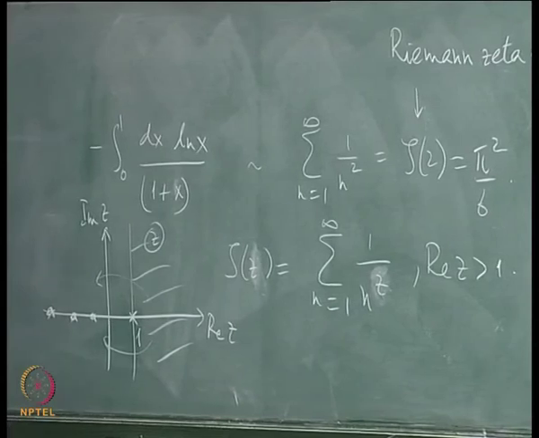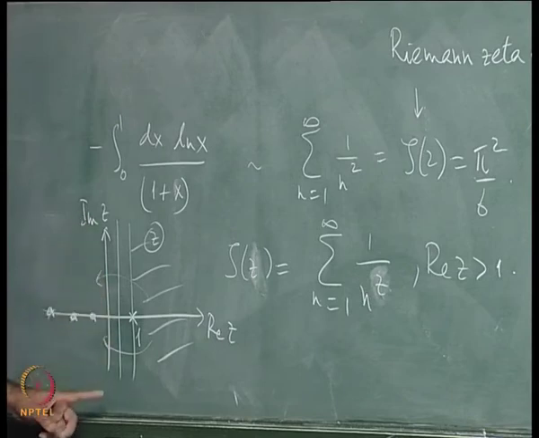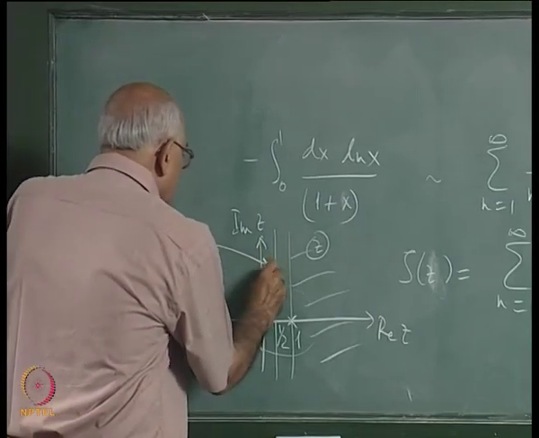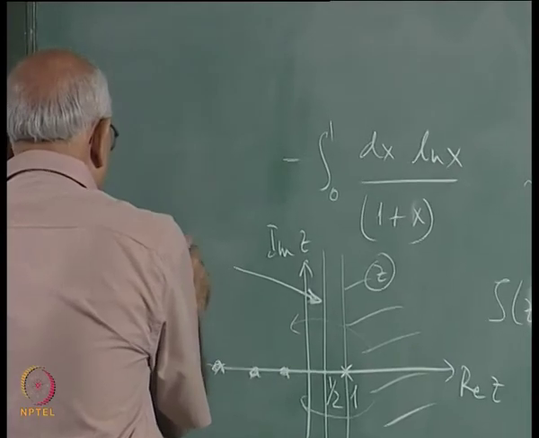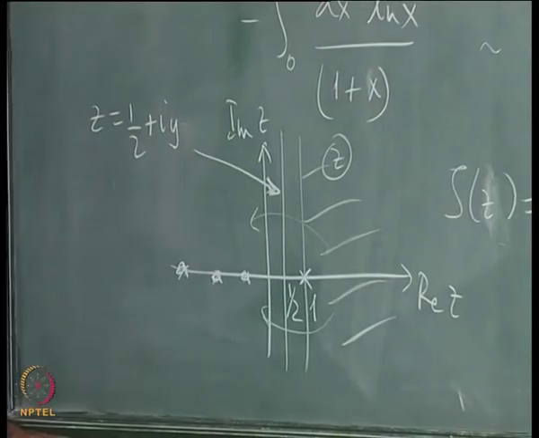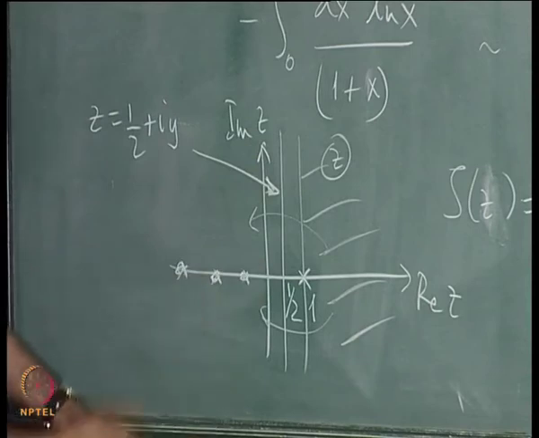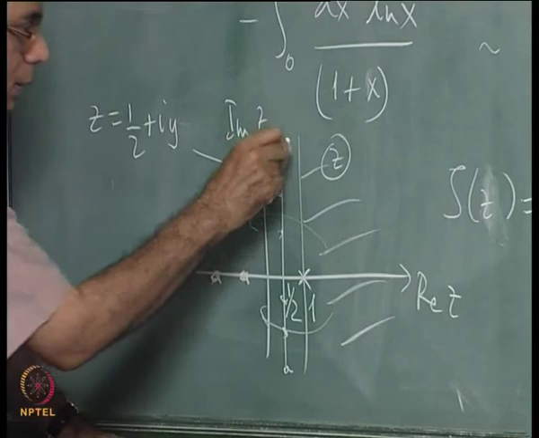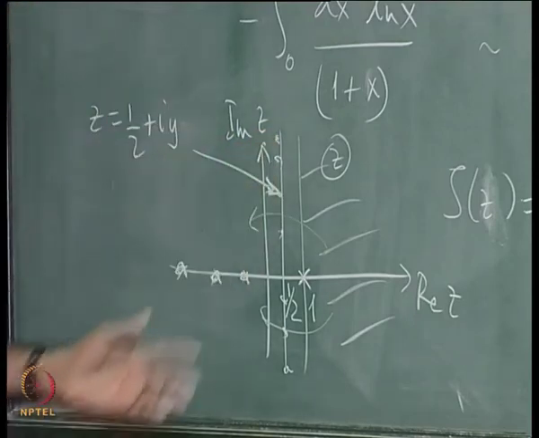It also vanishes at points on a line parallel to the imaginary axis, perpendicular to the real axis, cutting the real axis at the point a half. So on this line, on which z is equal to half plus iy, it vanishes at a large number of points, and it has some symmetry properties on this. It vanishes at an infinite number of points on this line.